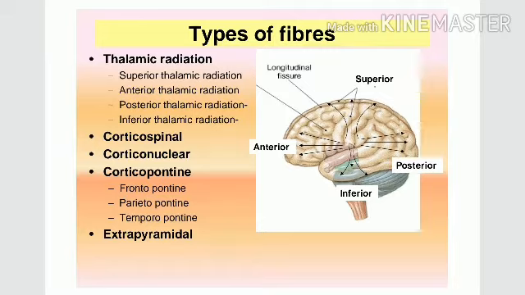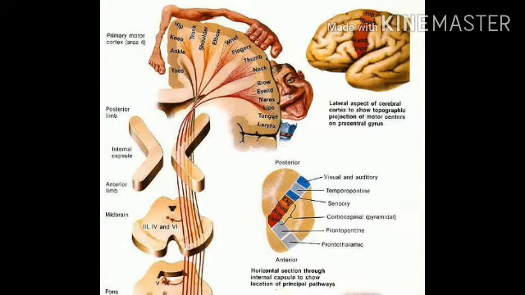Inferiorly, many of the fibers of the internal capsule funnel into the cerebral peduncle. Superiorly, the fibers fan out into the corona radiata. Here, the fibers travel in the cerebral white matter to reach their cortical origin or destination.